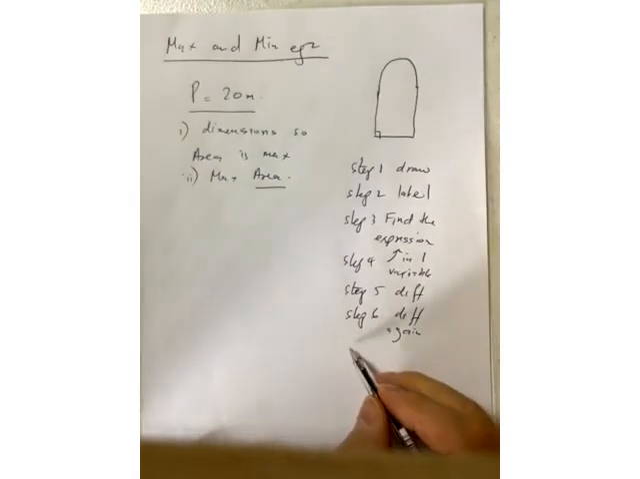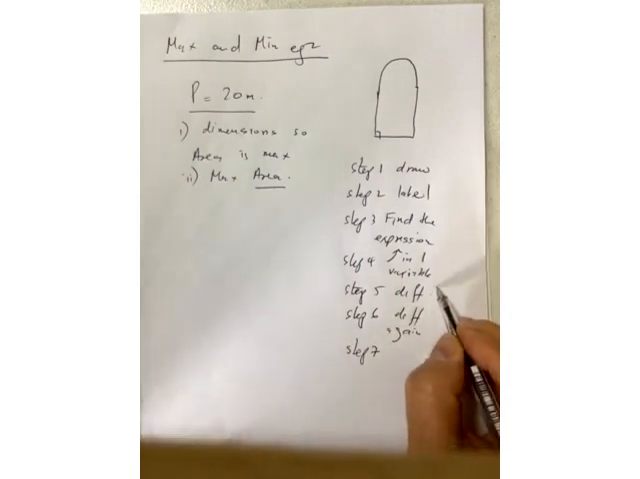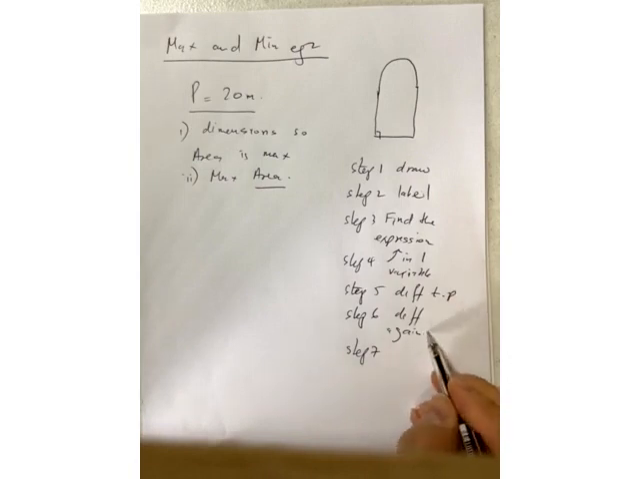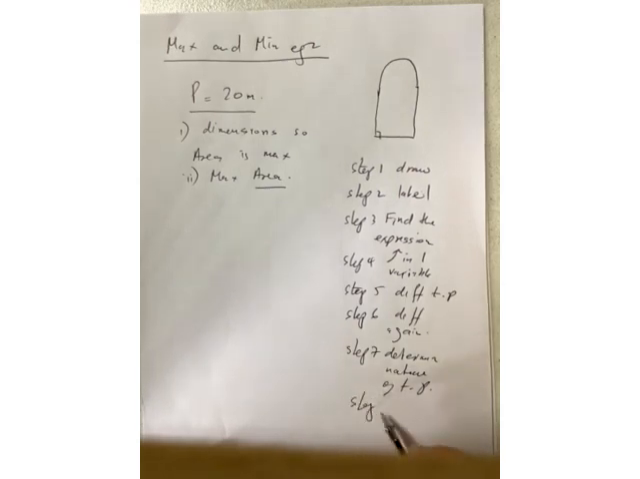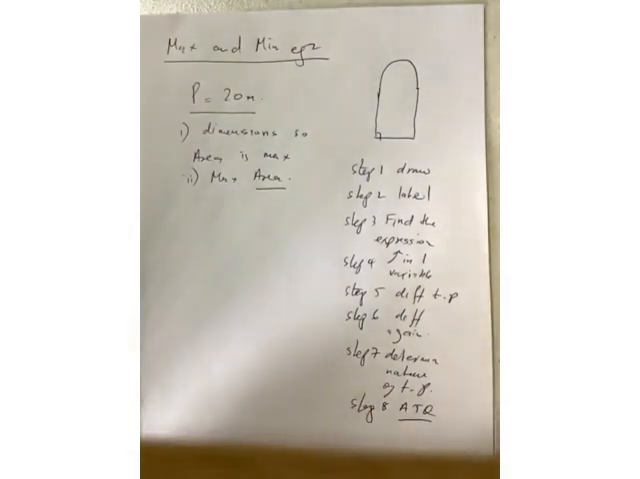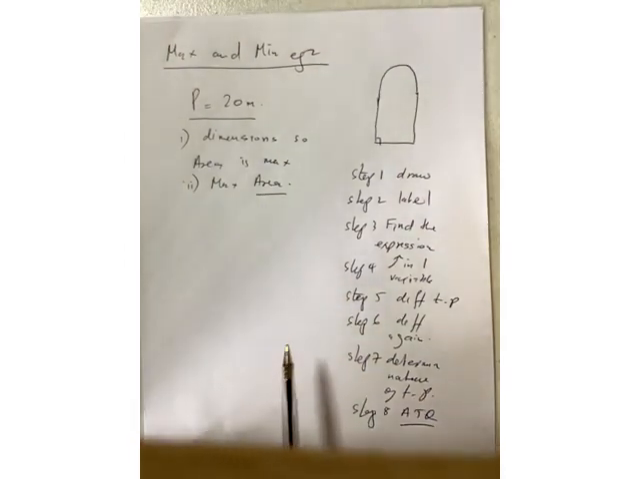You differentiate it because you want to find the turning point. So you want to differentiate and find the turning point. You differentiate again to determine the nature of the turning point. And step number 8 is you answer the question. And the question is different, depending on whether they ask for the dimensions or ask for the area. The answers are different. Most of the time, steps 1 and 2 are given to you.